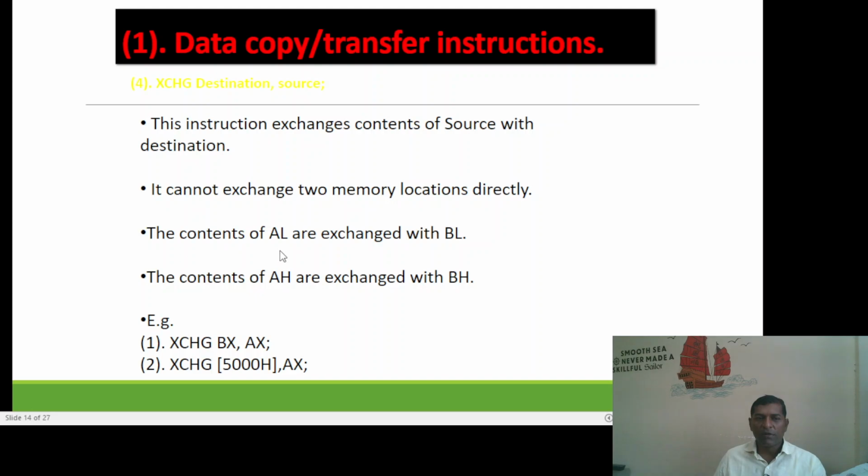The contents of AL are exchanged with BL, and the contents of AH are exchanged with BH, if we have the example XCHG BX, AX. So lower to lower and higher to higher will be exchanged. We have another example, XCHG 5000 memory location, AX. The contents of this 16-bit location will be exchanged with AX. It means the contents of AX will be copied to this memory location, and the contents at this memory location will be copied to the AX register.